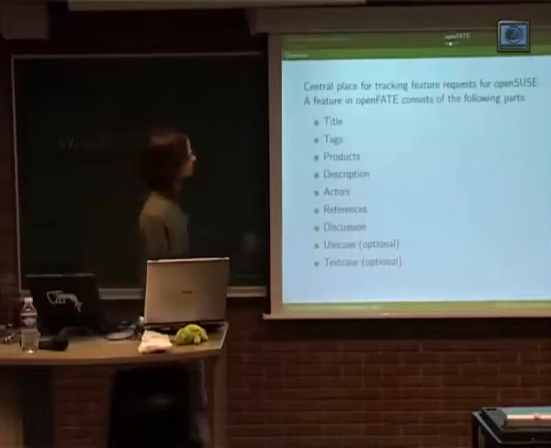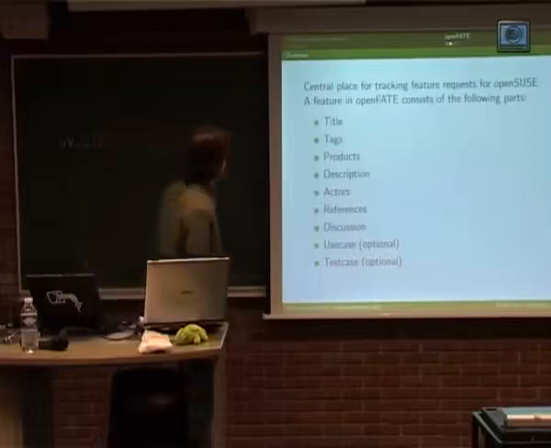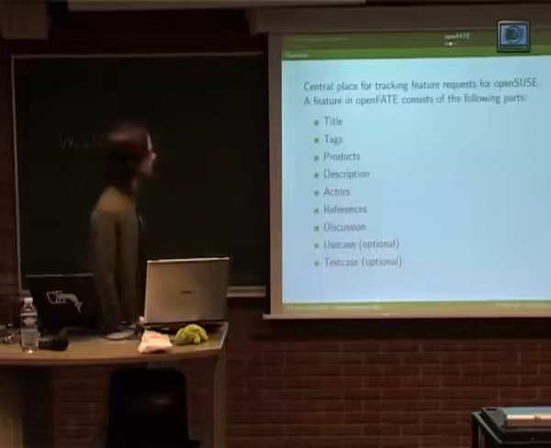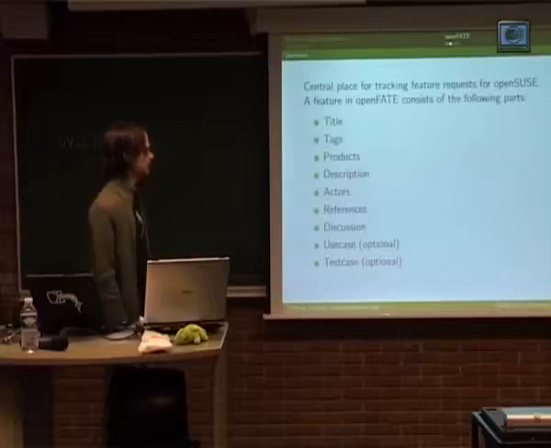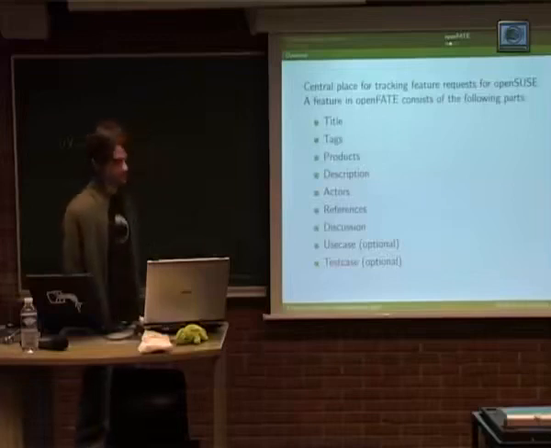These are the parts an openSUSE feature consists of. It has a title, some tags to categorize the features, products, a description, different actors, and references to Bugzilla or to other features or just URLs. Then we have a discussion, and use cases and test cases are optional fields.